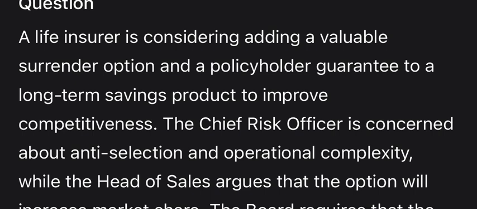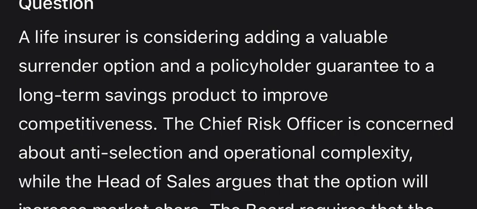2. Product design and anti-selection. Explain that a surrender option creates information asymmetry. If the insurer offers a guaranteed return of 4% and market rates move to 6%, healthy and financially literate policyholders will anti-select by surrendering to invest elsewhere.